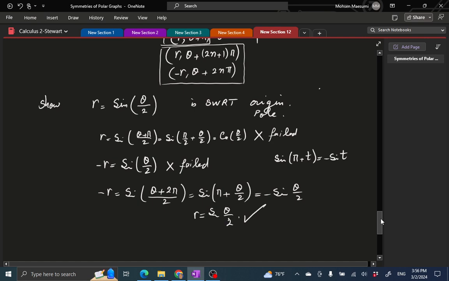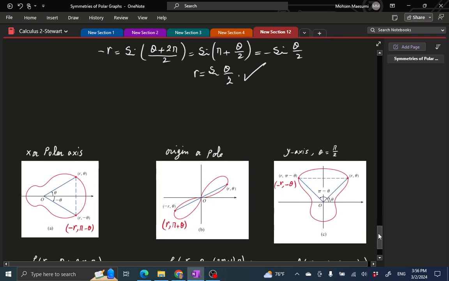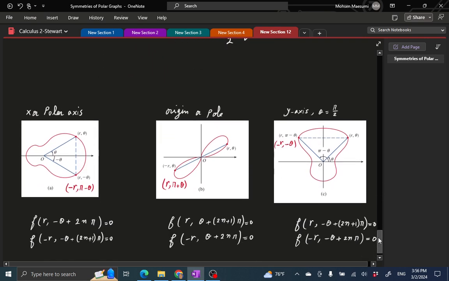Okay, what are the checks to be done in general? We have 3 kinds of symmetry: with respect to the polar axis, the pole, or the y-axis. For each of them, there are 2 principal points to check. Here are the 2 checks, and for all the others you add a multiple of 2n pi to your angle. So at the beginning, f of r and theta is given to you. That's your equation, or r is given in terms of theta, whatever it is. Then you have to go and check.